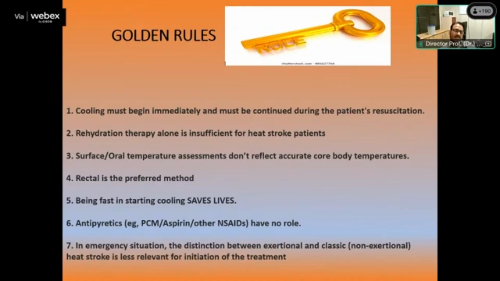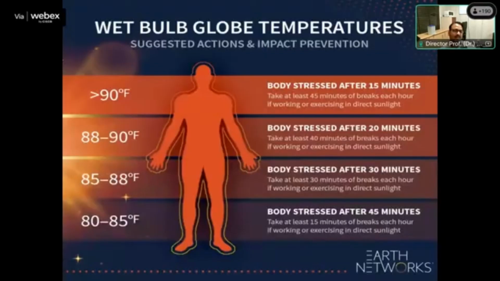Surface or oral temperature doesn't accurately reflect core body temperature, and the rectal is the preferred method. Being fast in starting cooling saves life. Antipyretics, as I have discussed in detail, have no role. And in an emergency situation, the distinction between exertional and classical heat stroke is less relevant. I'll delve upon this point a bit. Then we have to take breaks after some time in order to prevent heat stroke.